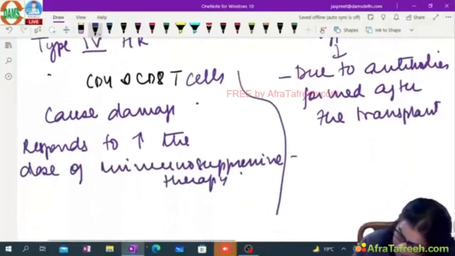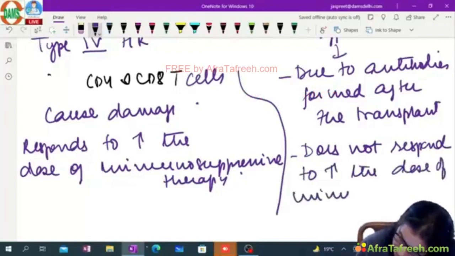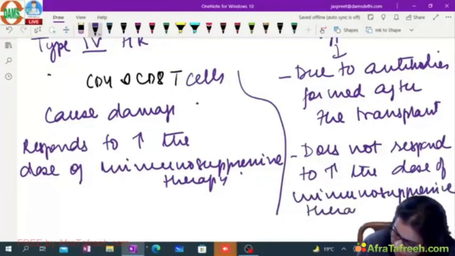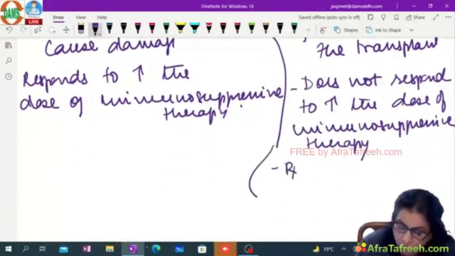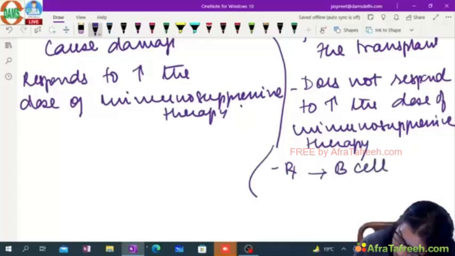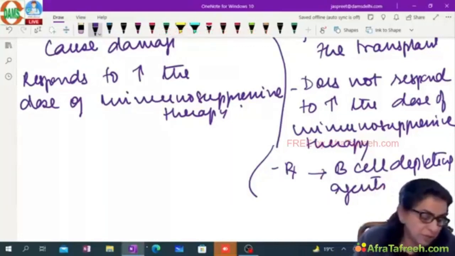If it is acute humoral rejection, this does not respond to increasing the dose of immunosuppressive therapy. Then what does it respond to? So what is the treatment given for this? Treatment is you give them B cell depleting agents. So you are removing the B cells because the B cells are the ones which are producing the antibodies. Antibody produced against the graft will be reduced.